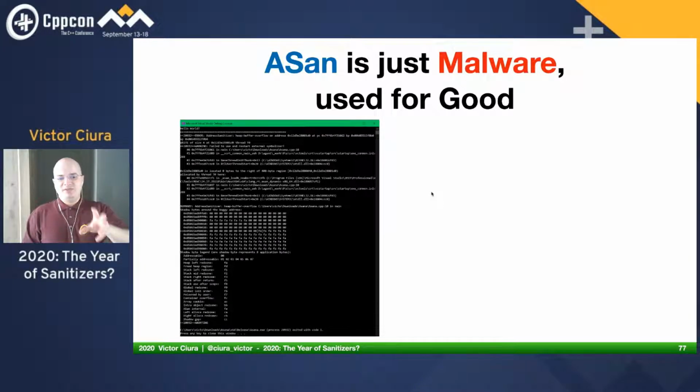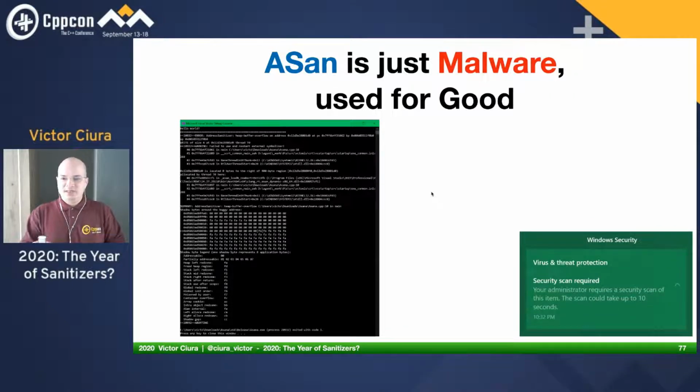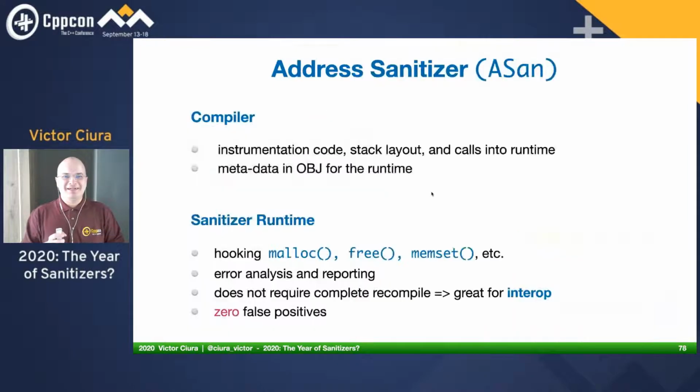Let's say we have an instrumented application here on the left that has struck a problem. A funny surprise: you actually get Windows Defender complaining about this as if it was malware. So you have two parts of the Address Sanitizer. You have the compiler that does the instrumentation of the code, the stack layout, and calls into the runtime when it needs, and also provides metadata in the object file for the runtime.